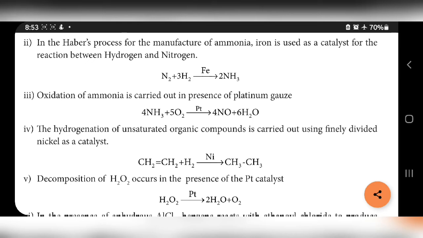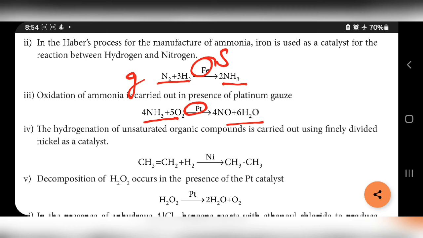Next example, the Haber process. The Haber process means manufacture of ammonia, NH3, obtained from N2 and 3H2. In this reaction iron is used as a catalyst. Here also the reactant and product are in the gaseous state only, but the catalyst is in the solid state. Both are in different states, so this is also an example of heterogeneous catalysis. Some more examples are given. Oxidation of ammonia is carried out in the presence of platinum. Here all are in the gaseous state, but the catalyst is in the solid state. So this is also an example of heterogeneous catalysis.